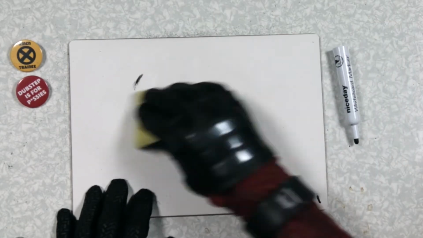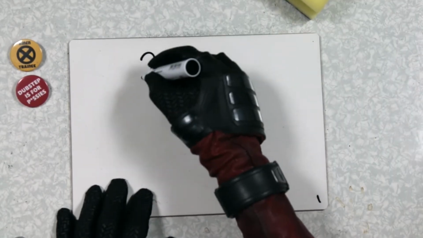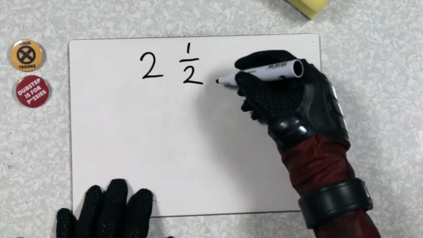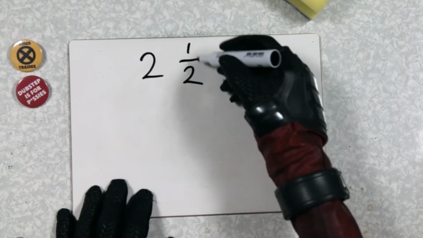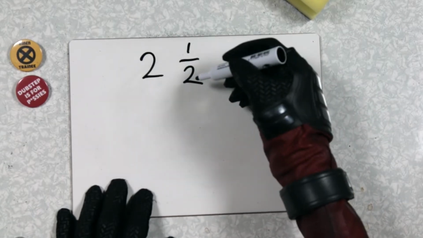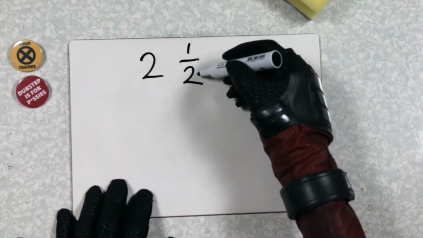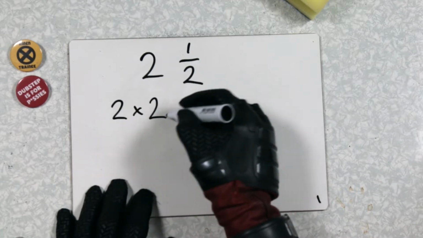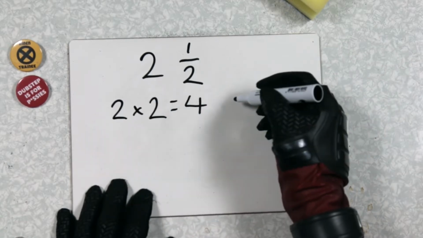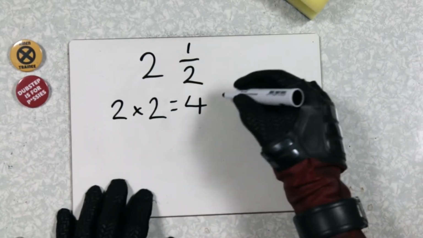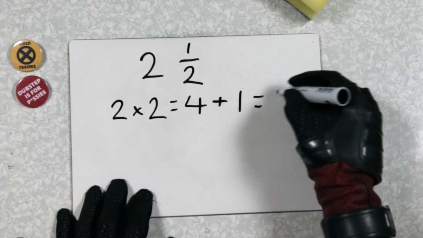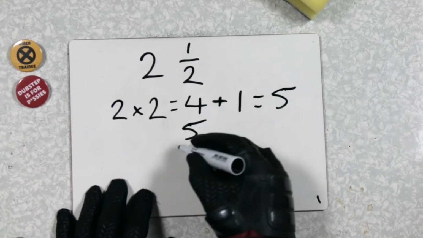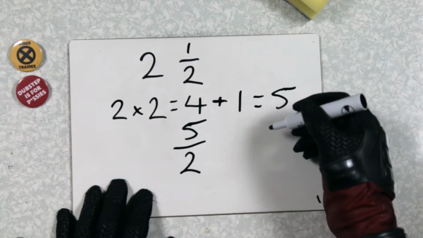Let's have a go. Let's take 2.5. We're going to convert this into an improper fraction. So what we've got to think about is how many halves there are in 2. The way we do this is we multiply the denominator by the whole number. So 2 multiplied by 2 is 4. We then add that to the numerator, giving us 5. So 2.5 is the same as 5 over 2.